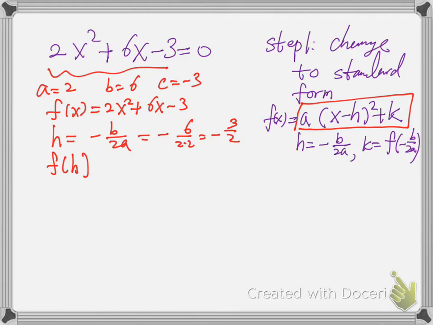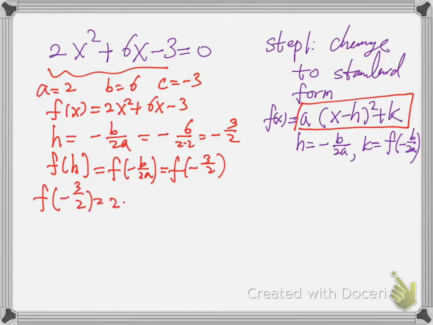F of negative b over 2a. So this is f of negative 3 over 2. So what is f of negative 3 over 2? We got 2 times negative 3 over 2 squared plus 6 times negative 3 over 2, and then minus 3.